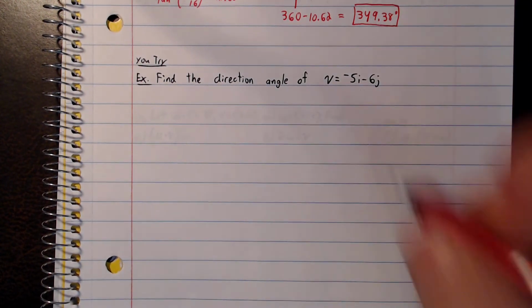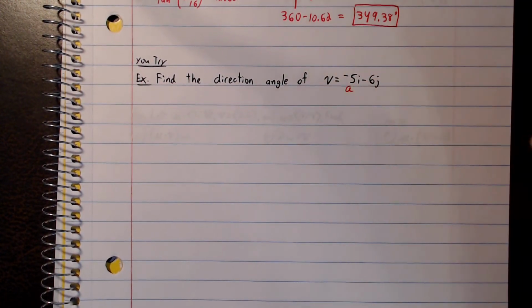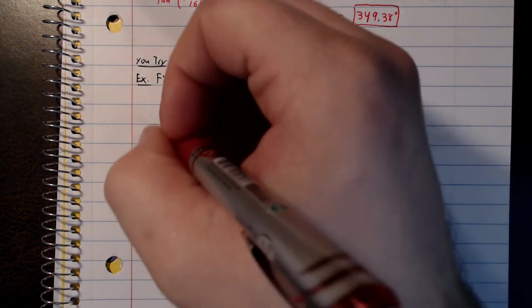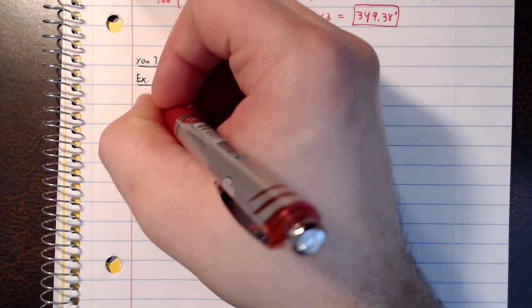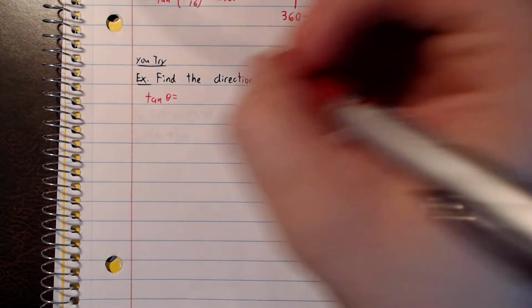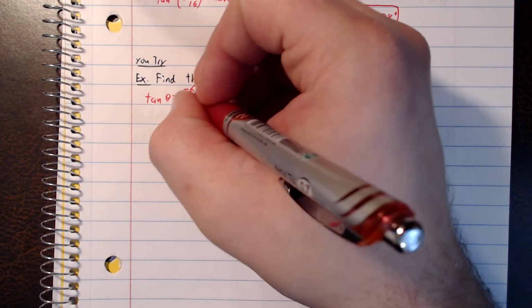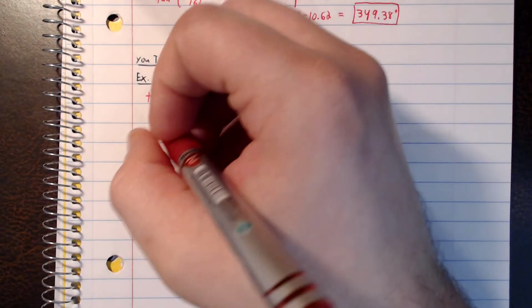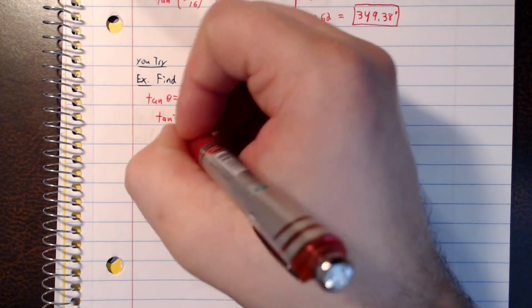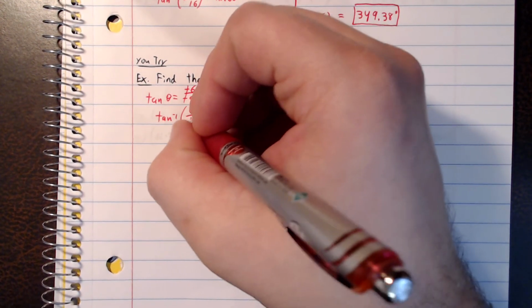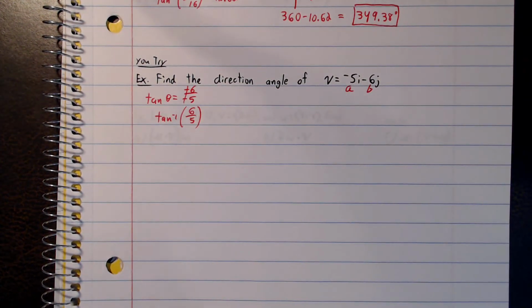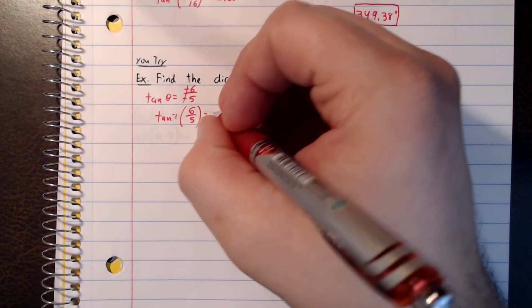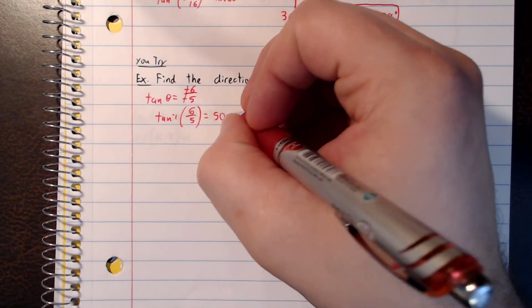Alright, for a, they give us -5, and for b, they give us -6. Tan theta is going to be equal to -6 over -5. Those negatives are going to cancel, by the way. And we're going to type in tan inverse of 6 over 5. When you type that in, you should have gotten 50.19 out.